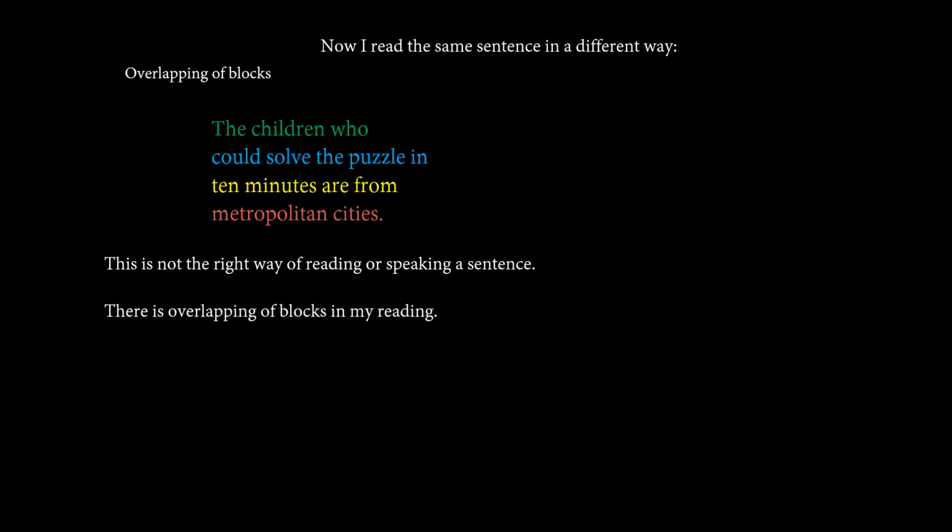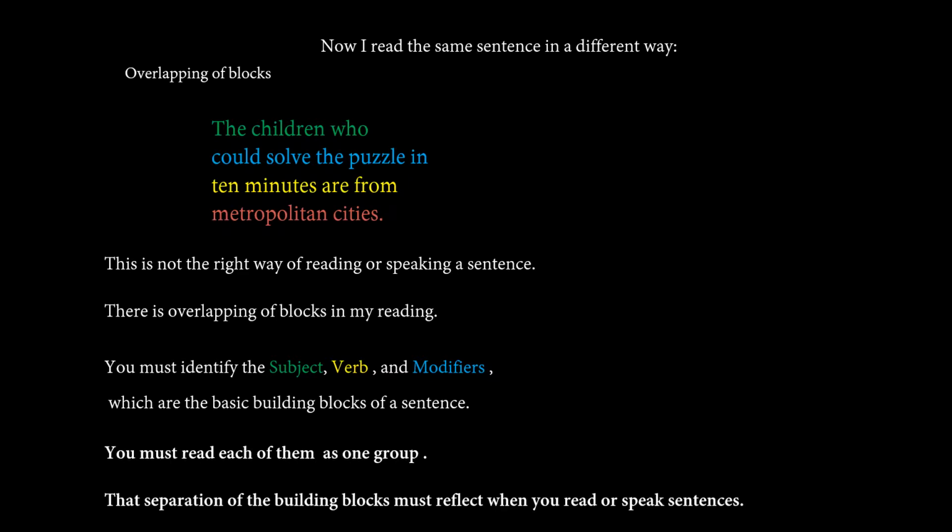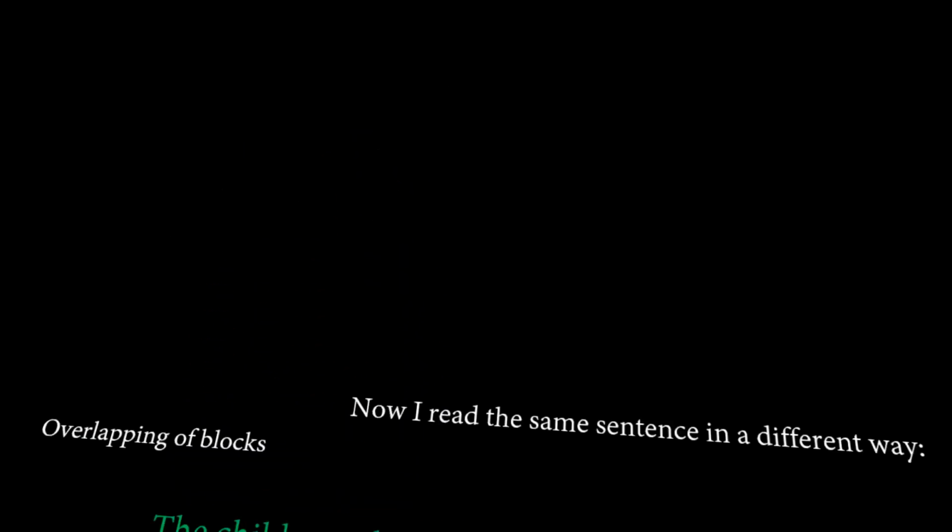There is overlapping of blocks in my speaking. This is not the right way of reading or speaking English sentence. To speak English clearly, you must identify the subject, verb, and the modifiers, which are the building blocks of a sentence. You must read each of them as one group. That separation of the building blocks must reflect when you read or speak sentences.